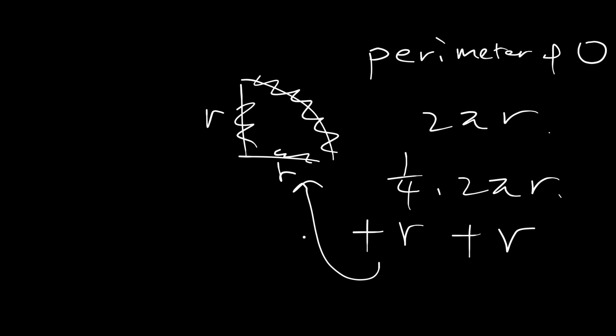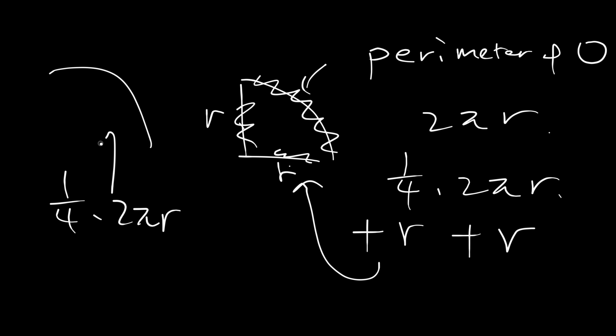So it really depends whether they just want to find this arc or they want to find the arc plus the r and the r. If they just want the quarter arc, you just do 1/4 times 2 pi r. Understand? Okay, so that's what they usually ask you. That's it.